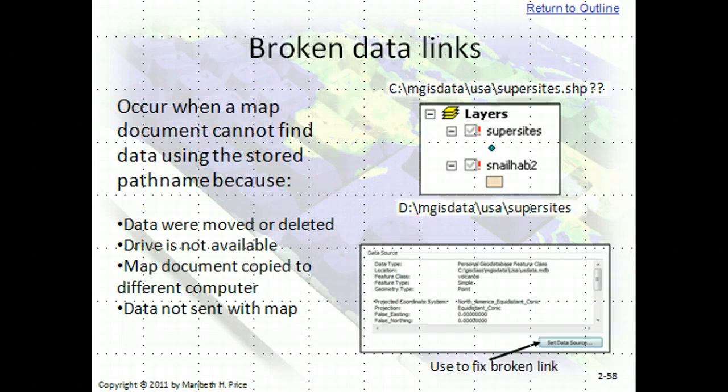In summary, broken data links occur when a map document cannot find data using the stored path name because either the data were moved or deleted, the drive is not available, map documents were copied to a different computer, or data was not sent with the map.